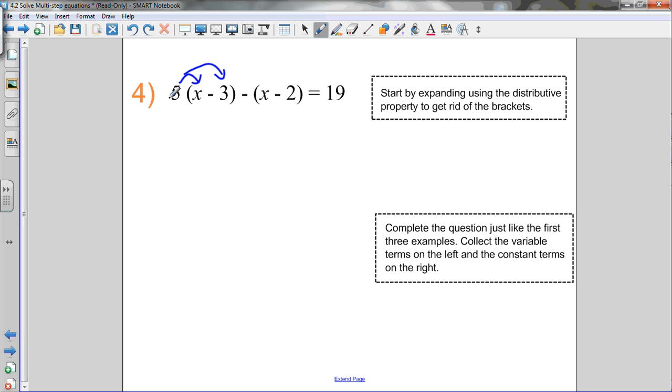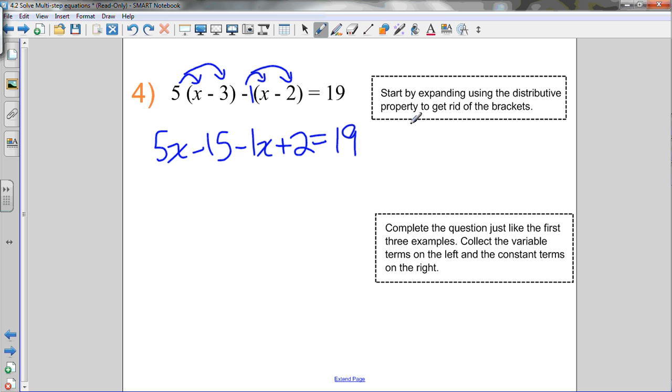5 times x minus 3, you have to multiply the x and the negative 3 by 5. That gives me 5x minus 15. Now I want to get rid of these brackets as well. Remember, if you don't see a number there, you can think of there being a negative 1. I'm going to distribute the negative 1 to the x and to the negative 2 to get rid of these brackets as well. So negative 1 times x is negative 1x. Negative 1 times negative 2 is positive 2.